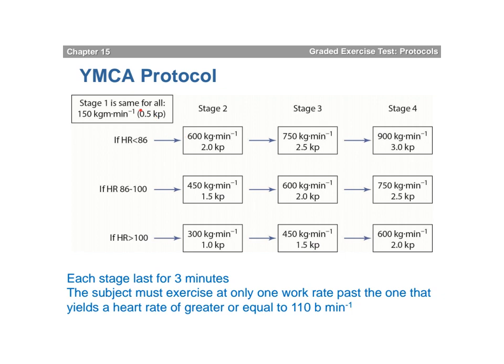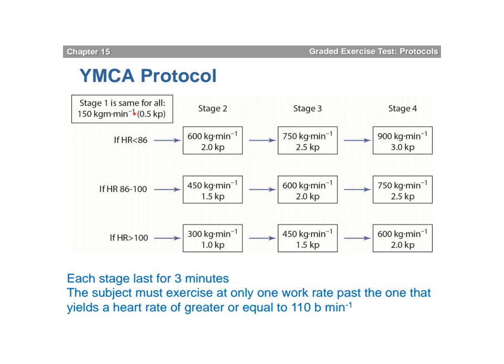Now, let's imagine the person isn't quite as fit as that. So if their heart rate is between 86 and 100, then instead of jumping all the way to 600, they're going to go from 150 to 450, and then progressively move up from there. And again, the subject must exercise at only one work rate past the one that yields a heart rate that's greater than 110 beats per minute. So let's imagine you get to 110 beats per minute, you'd go one stage further.